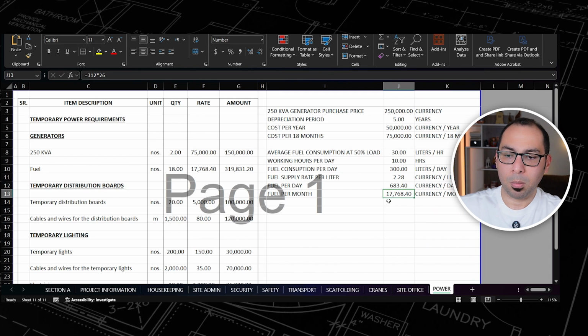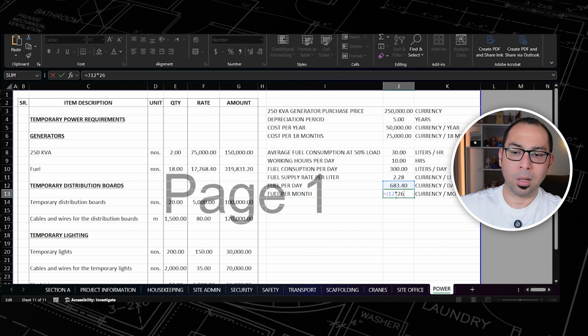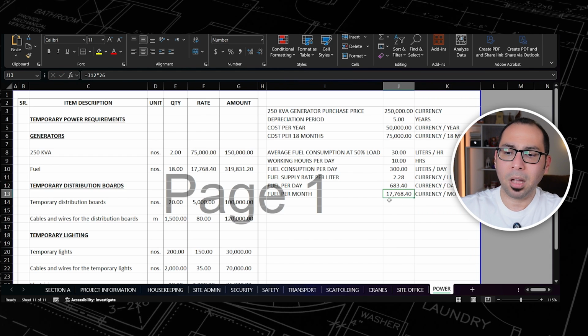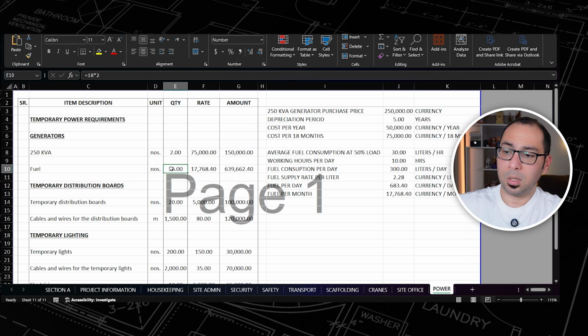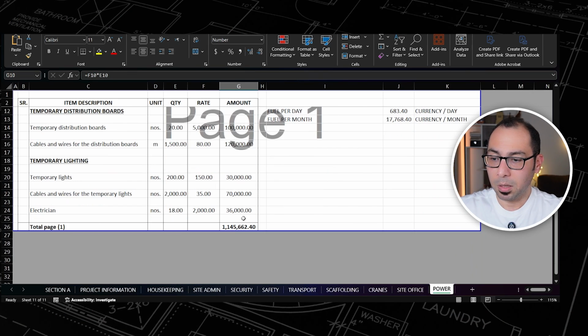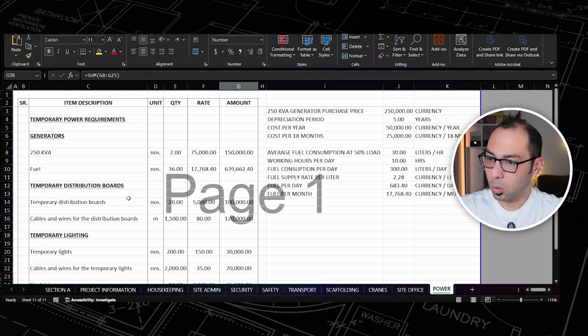Then again, fuel per month, it's 17,000. I'm just multiplying this by 26, which is the number of working days per month. So I'm getting that I need 17,000 of fuel per month. So if my project is 18 months, and by the way, this is for 1 generator. Actually here I should multiply this quantity by 2, because we have 2 generators. So 36 here, 36 the quantity, and multiplied by 17,000, I am getting 600 here. This actually increased the cost of this part. And this is how you allow for the generators and the fuel of the generators.